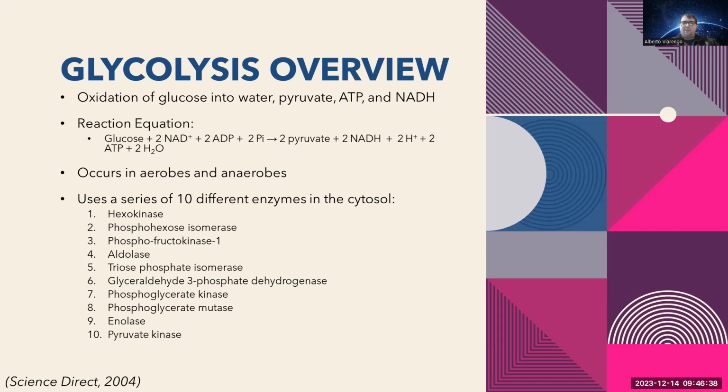First, I have them all listed here too. Hexokinase, phosphohexose isomerase, phosphofructokinase 1, aldolase, which we'll go into more detail of later, triose phosphate isomerase, glyceraldehyde 3-phosphate dehydrogenase, phosphoglycerate kinase, phosphoglycerate mutase, enolase, and pyruvate kinase. Big mouthful, but they're all listed here, so you can go back to this presentation and write them down for your notes. And they're all in the order they occur in glycolysis.